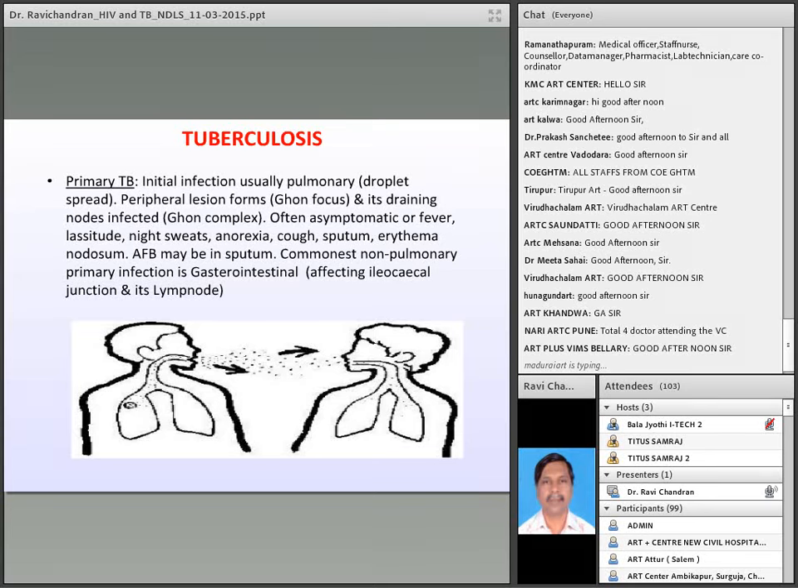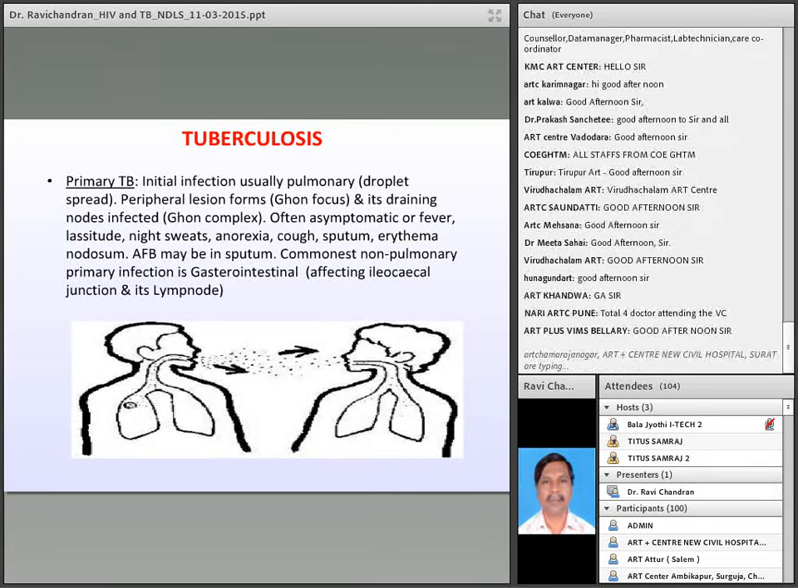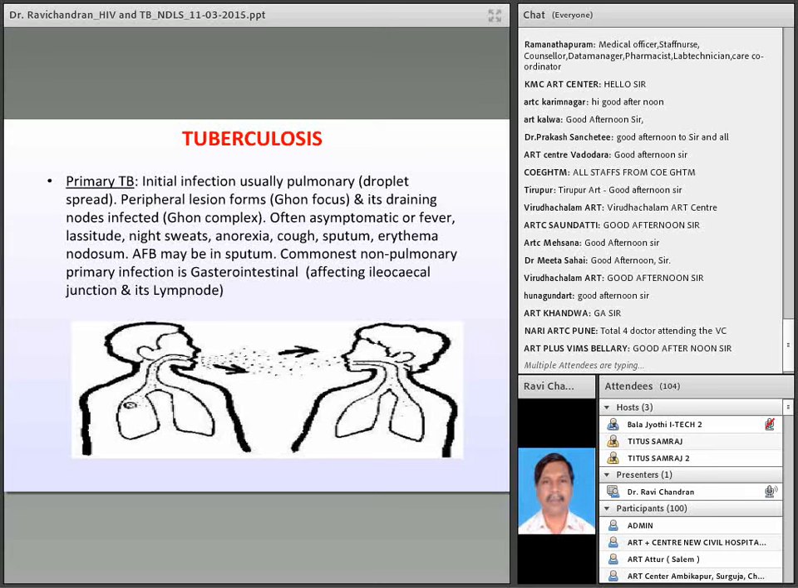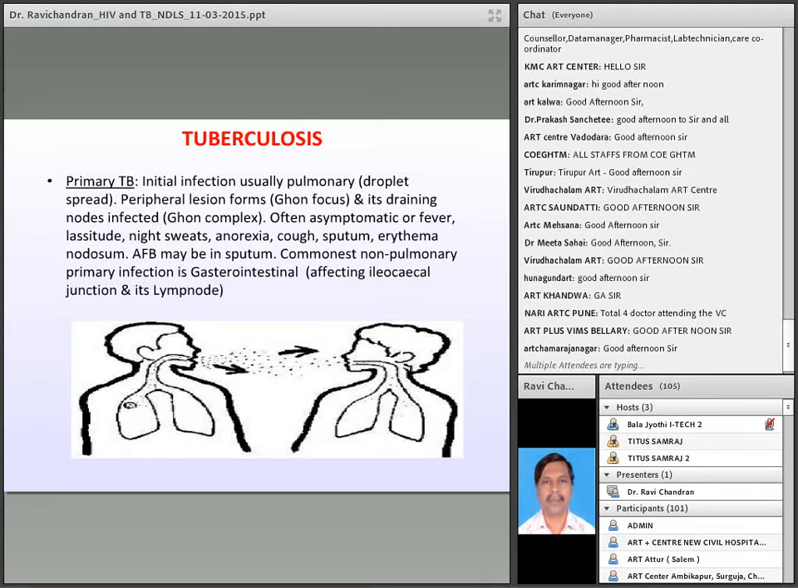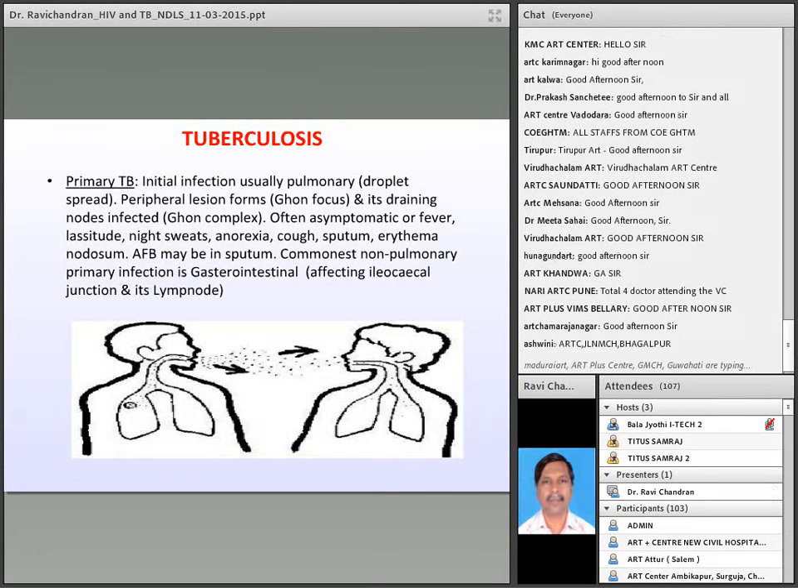Yes, from the primary focus, the inflammatory process may extend to the local lymphatics through the draining lymphatics, and the local lymph nodes also may be involved. So, the primary focus, the draining lymphatics, and the enlargement of the draining lymph nodes together constitute the primary complex, otherwise called a Ghon complex.